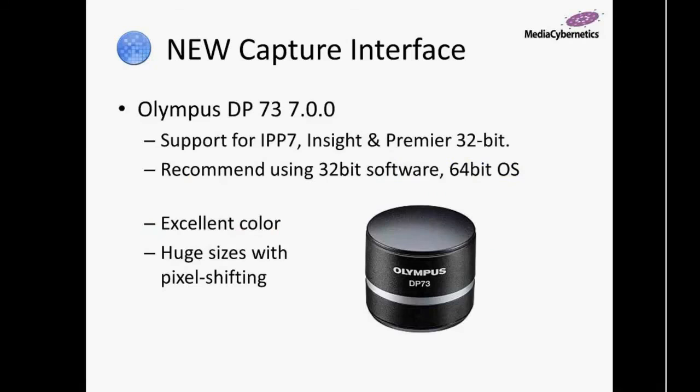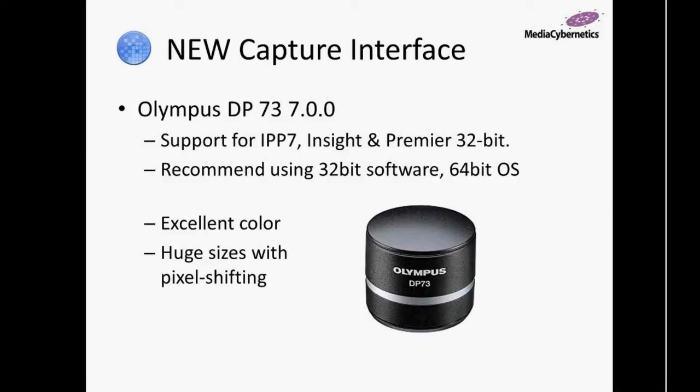Now, with version 9.1, there are a few other hardware products that we're going to be supporting as well, and we talked about many of our different hardware partners. Today we're also announcing our Olympus DP73 support, and there is a 7.0 version of this. So support for ImagePro Plus 7, ImagePro Insight, and ImagePro Premier 32-bit.